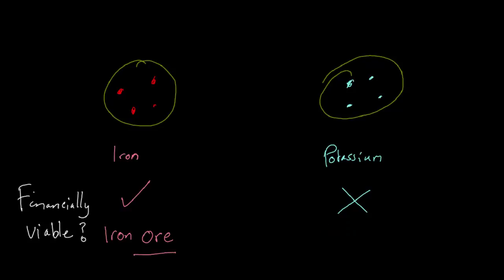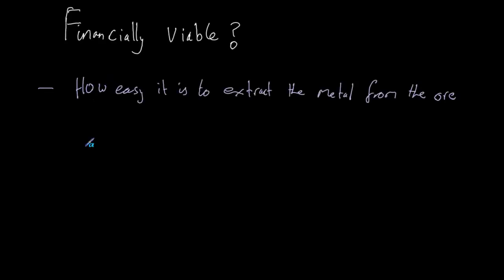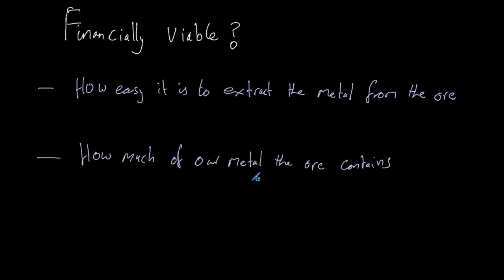And so what makes it financially viable to obtain the metal? Well, there are two main criteria really, and the number one is how easy it is to extract the metal from the ore. And the second one is how much metal the ore actually contains. That's because if it's easy to extract the metal, but there's barely any of it, then it's not going to be financially viable. There's no point for us because we're not going to get much metal out of it, even if producing the small amount of metal is relatively easy. So these two factors are very important.